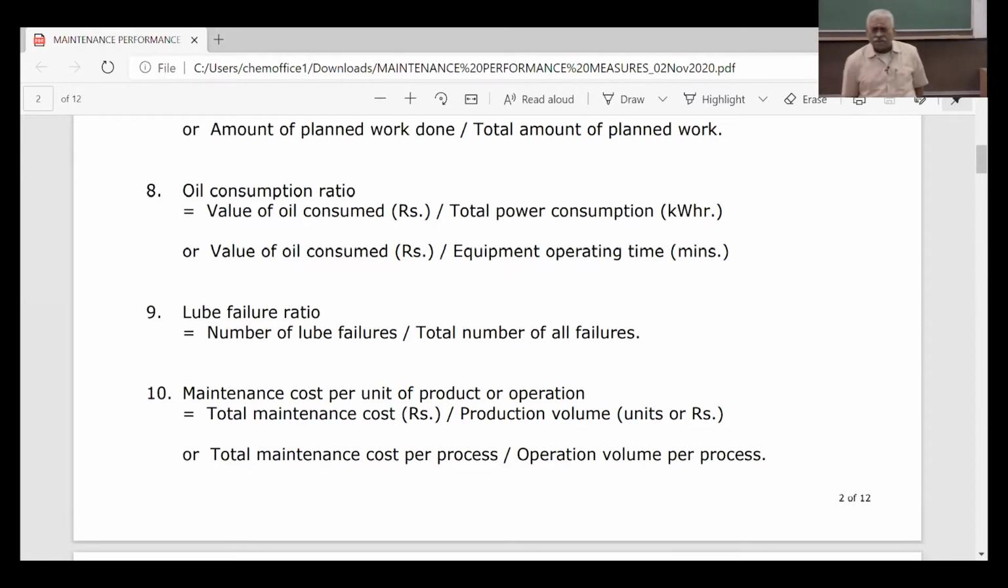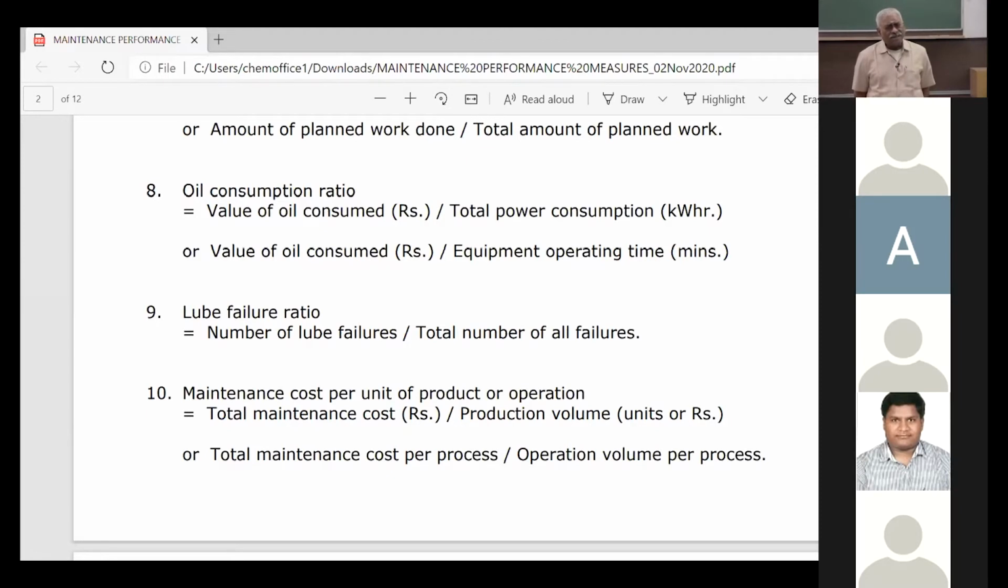performance measure is maintenance cost per unit of product or operation. This is very interesting because we are now linking the maintenance effort with the production effort, and that's very useful. Can you tell me which concept actually does that linking? Which concept have we discussed so far which does that linking? I'm not talking of the formula on the slide. There is a concept which is very important. Do you recall? We have discussed this often.